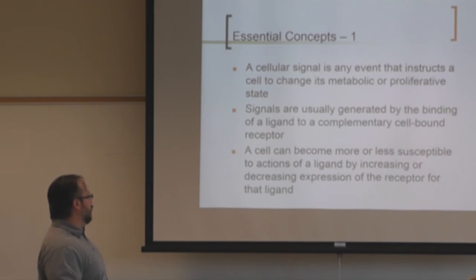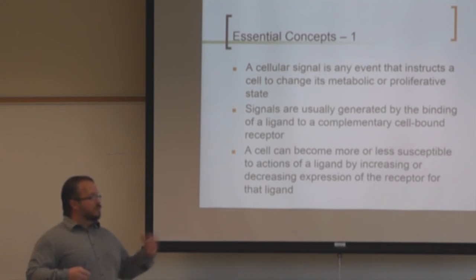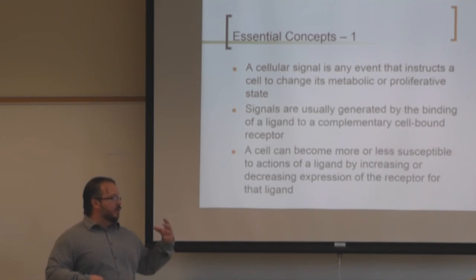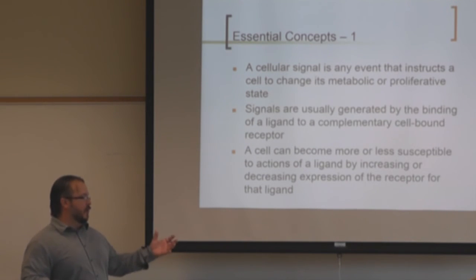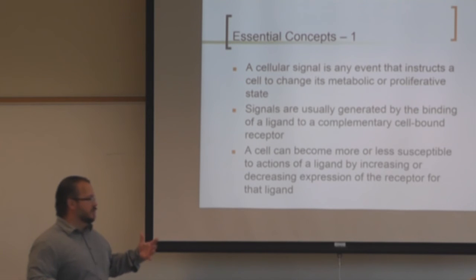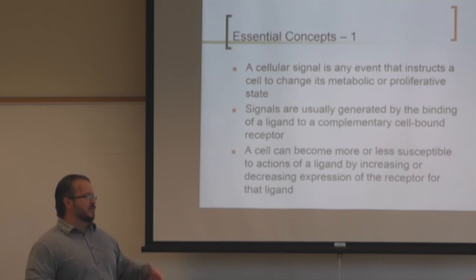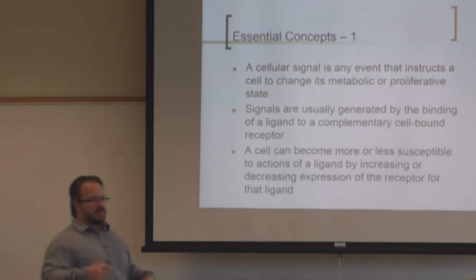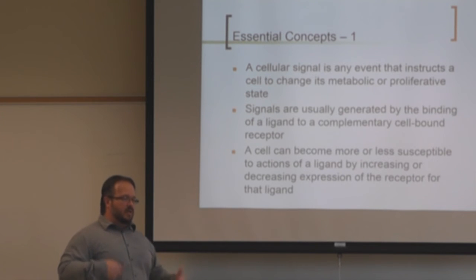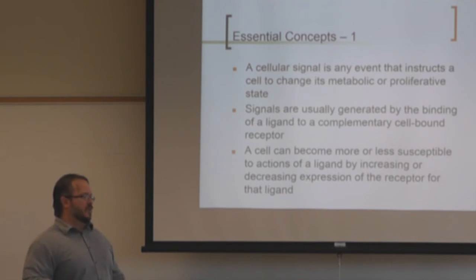A cell can become more or less susceptible to the actions of a ligand by increasing or decreasing the expression of the receptor for that ligand. T cells have a cytokine receptor for IL-2, and we'll talk about what IL-2 is. But they have a really low affinity receptor for it until they see antigen. And then they upregulate the receptor. There's no reason to be expending energy making lots of receptors for things unless I know that I need to start worrying about that.